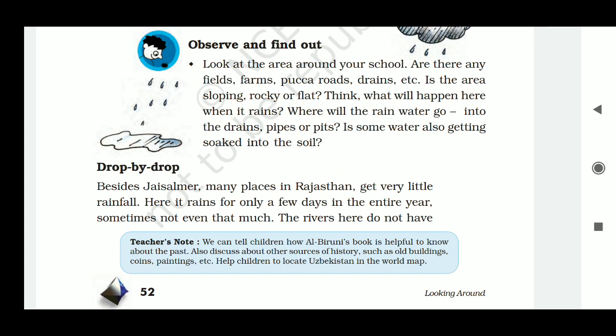Besides Jaisalmer, many places in Rajasthan get very little rainfall. So Rajasthan is one of the states in India where rainfall is very less. So people living there used to collect rainwater so that it can be stored or kept for future use. Here it rains for only a few days in the entire year, sometimes not even that much.